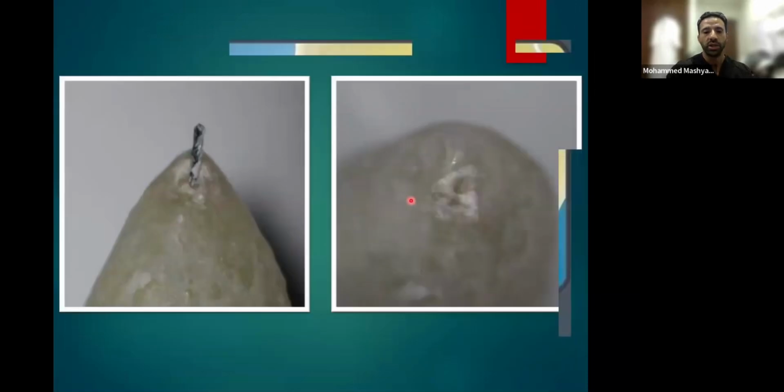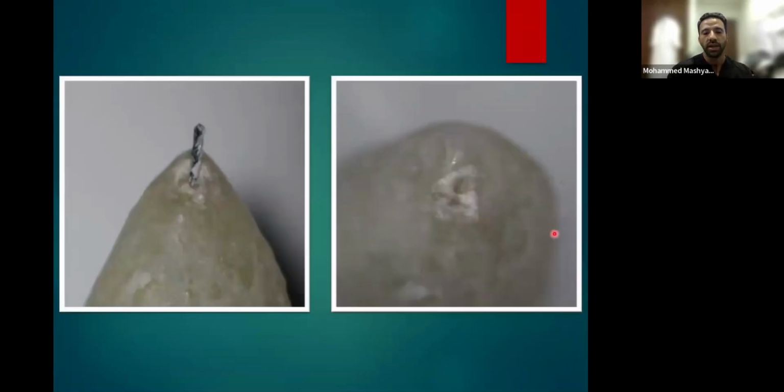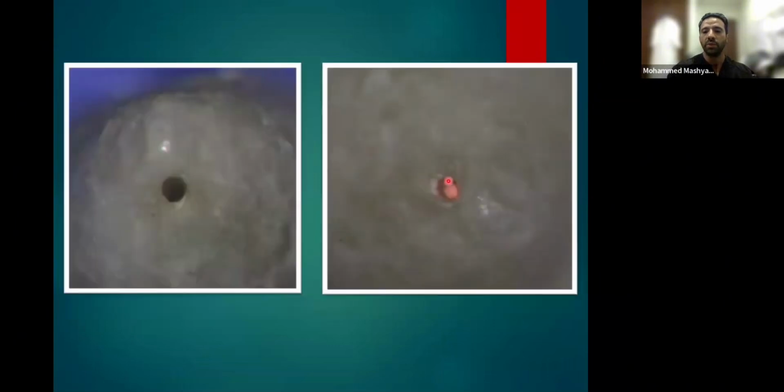Look at another example here. After cleaning and shaping, I put the file a little bit outside. Then this is how it looks. The gutta percha should fit nicely and beautifully like this.